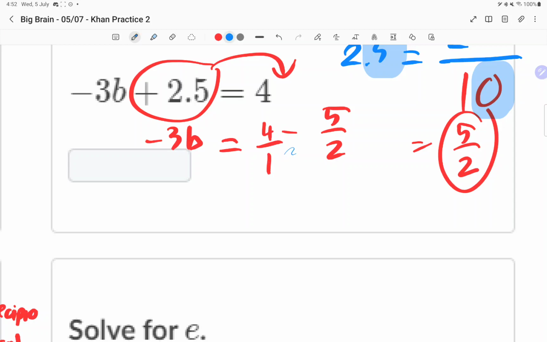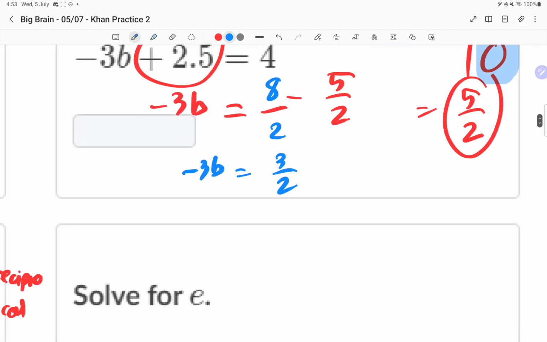Avina, what would I multiply each of this by in order to get the same denominator? What would I multiply the top and the bottom of this fraction by in order to get the same denominator as this one? 2. By 2, yes. See, you don't actually need to multiply the other one, because you can get the same denominator straight away. So that would be 2, and the top would be 8 over 2. Subtract that would be 3 over 2. So negative 3b equals 3 over 2.